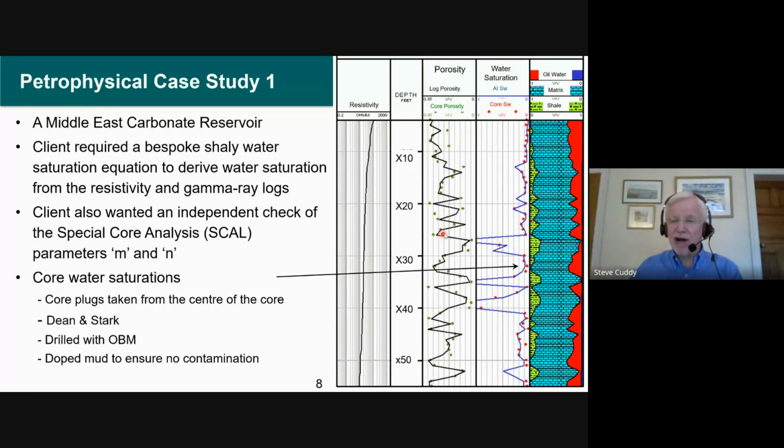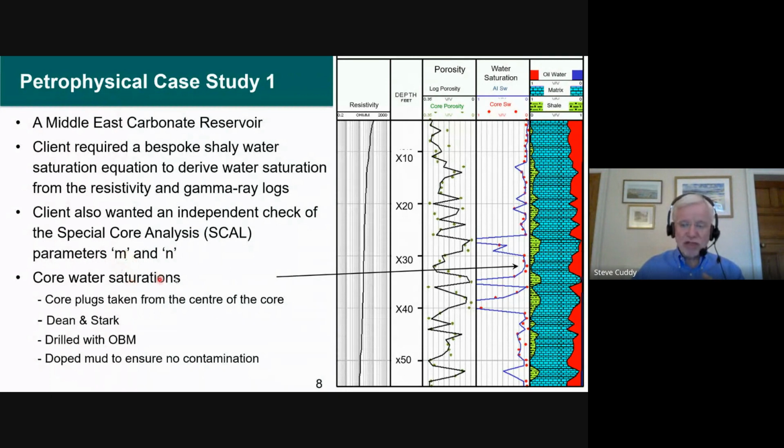But in addition to that, we've also got quality core water saturations. These are samples. So the client here wanted a bespoke shaly water saturation equation such that they could derive water saturation from resistivity and the gamma ray logs. I will show you some of these. The client also wanted an independent check of special core analysis data, especially the m's and n's. Those are used in the Archie equation.